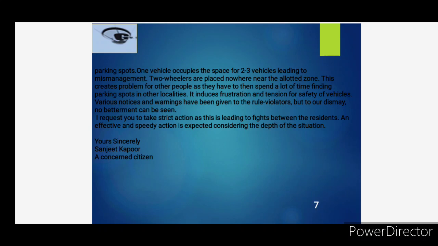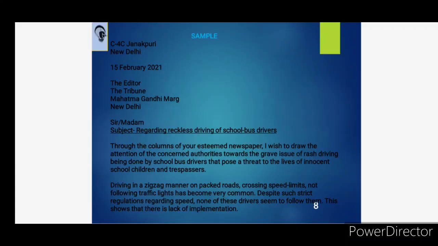Then comes your complimentary closing. So you can write Yours sincerely, and it is followed by your name. Here, Sanjeet Kapoor, a concerned citizen. So this is how we write a formal letter, the correct way of writing a formal letter.